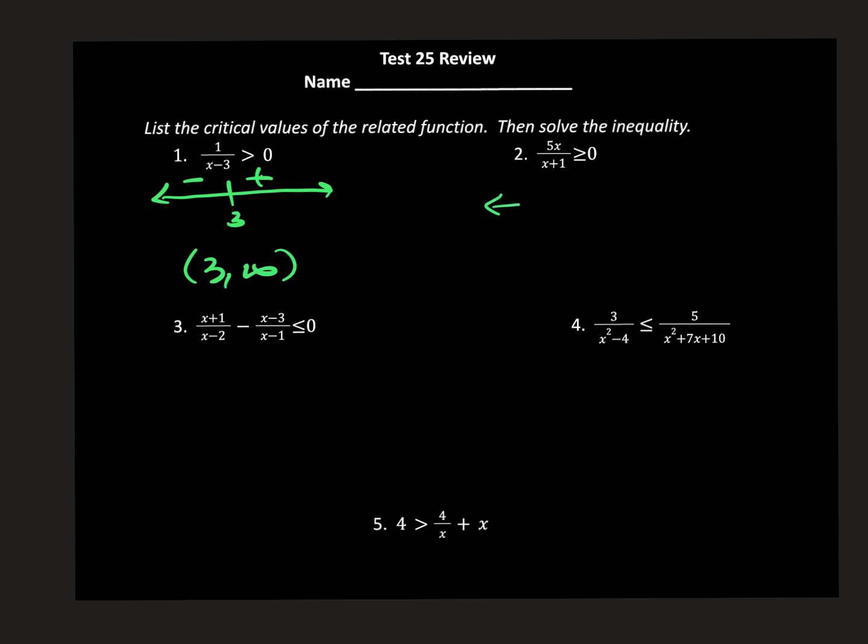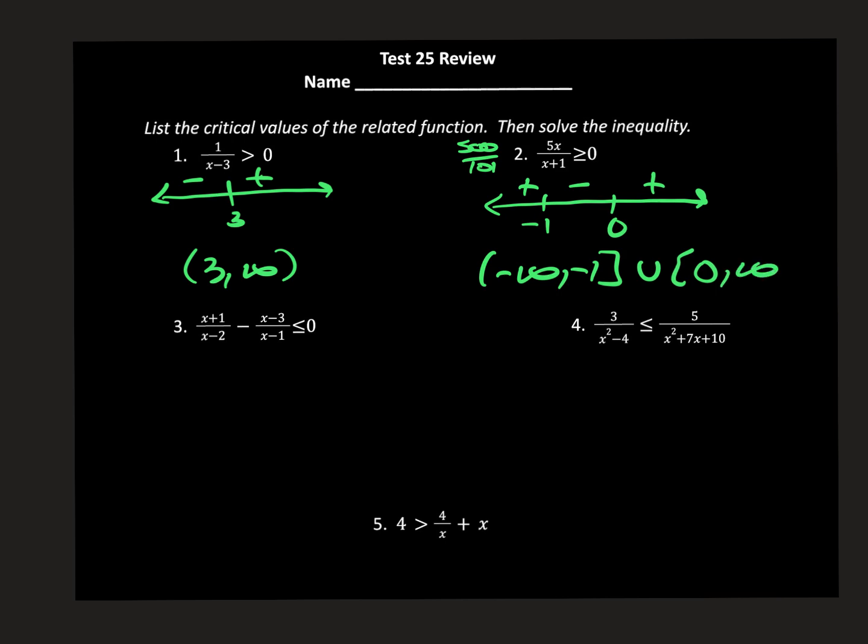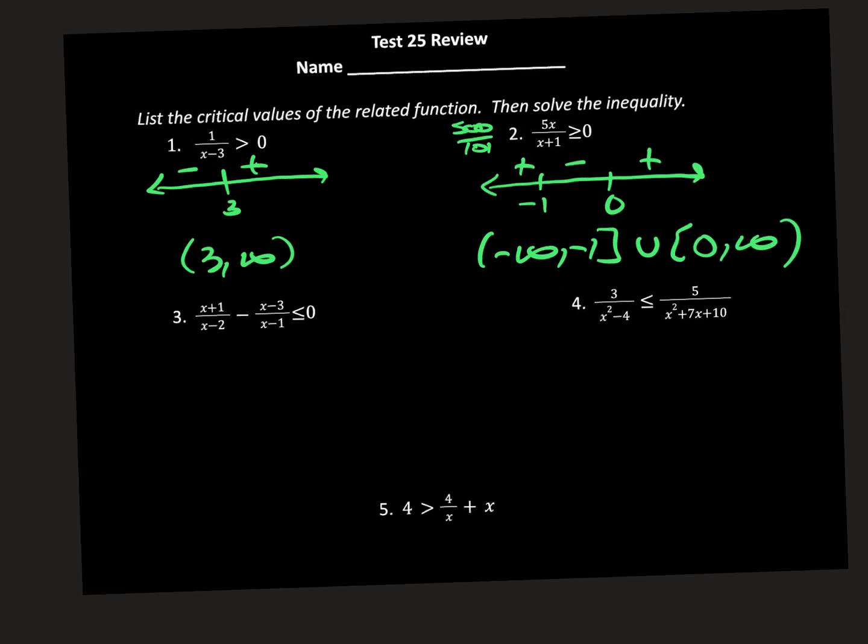Number 2, when you do critical values, remember it's what makes your numerator 0 and what makes your denominator 0. So I have a -1 and a 0. If I plug in 100 on the top, I get 500. If I plug in 100 on the bottom, I get 101. That's positive over positive. I'm looking for positive, so I'm going to go negative infinity to -1, bracket, union, bracket, 0 to positive infinity.